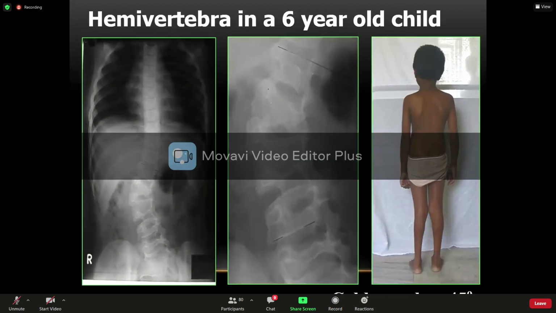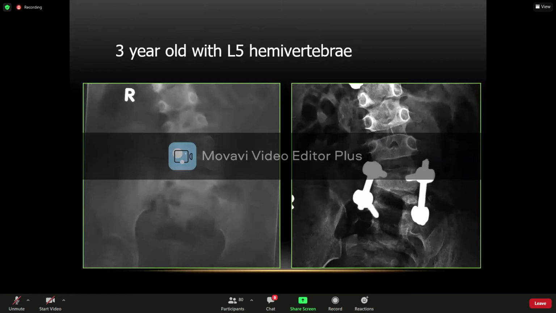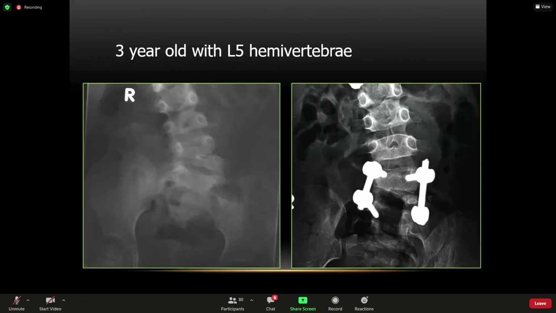So this is an example of a young child with a hemivertebra on one side like this and a small curve. Early surgery resulted in complete correction of the scoliosis. This is another child, a 3-year-old child with a hemivertebra at the lumbosacral junction. Had surgery with us at the age of 3. Doing well now. She's around 6 or 7 years old now, going to school, and her spine looks straight.